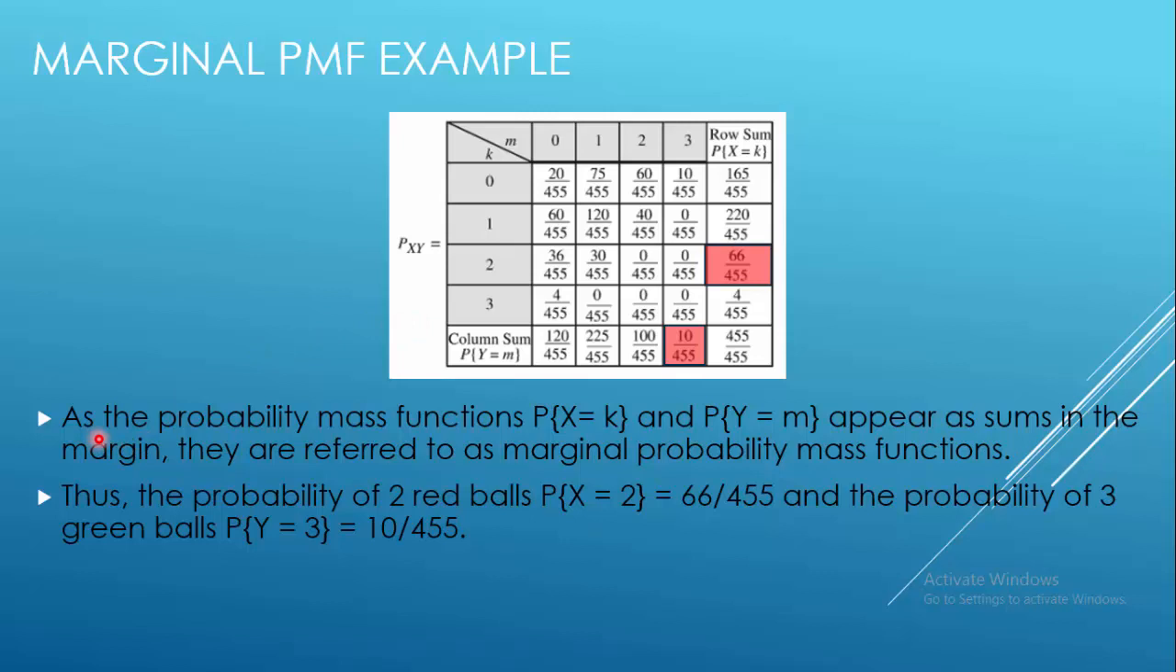if you are asked the probability of 2 red balls, you are just interested in how many red balls are picked. So picking up 2 red balls is 66 over 455. And the probability of 3 green balls is equal to 10 over 455 over here.